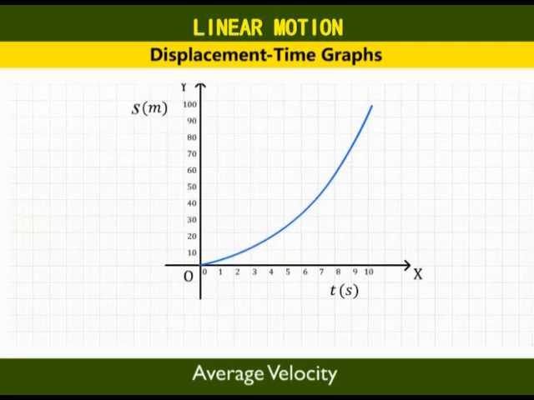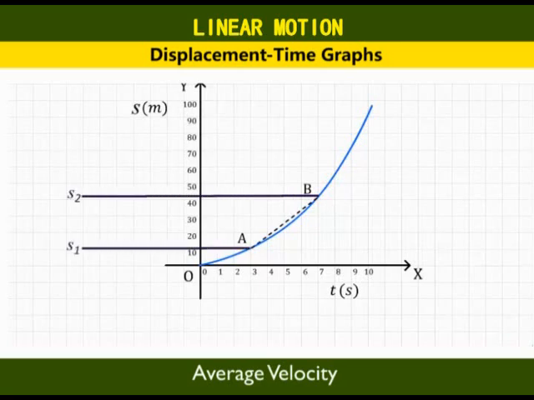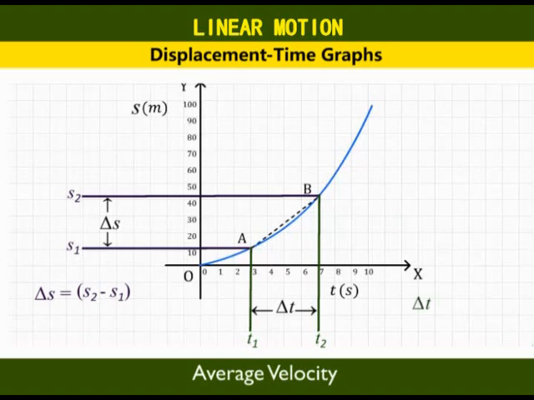Let us pick 2 points A and B and look at the motion between these 2 points. S1 and S2 are the positions of the car at time t1 and t2 respectively. Delta S is the displacement from A to B, given as S2 minus S1, and delta T is the time interval between A and B, given as T2 minus T1.